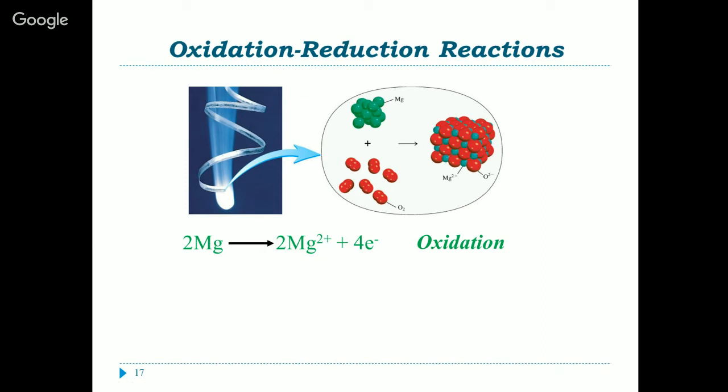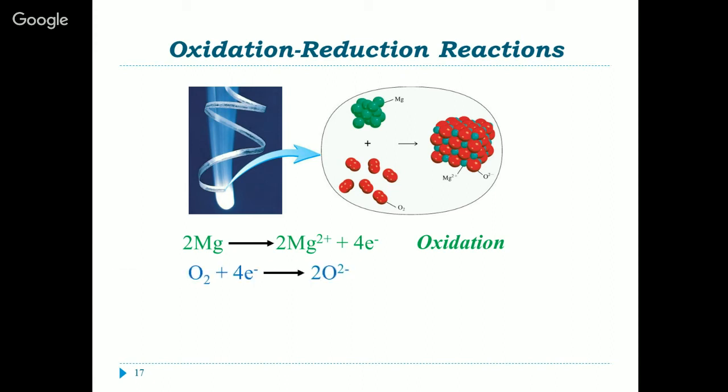Now, we don't always have to start at 0. We could have started with 2+ and maybe ended with 4+, but we still see an increase in the charge. So oxidation, generally we see it with metals, but by definition, oxidation is losing electrons. It is also increasing your positive charge.